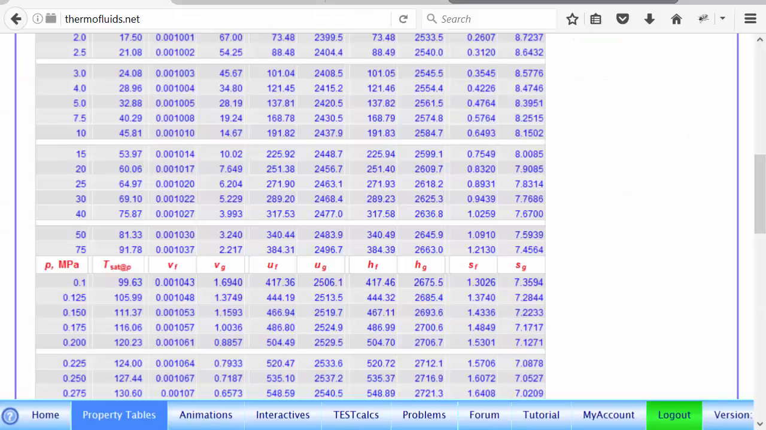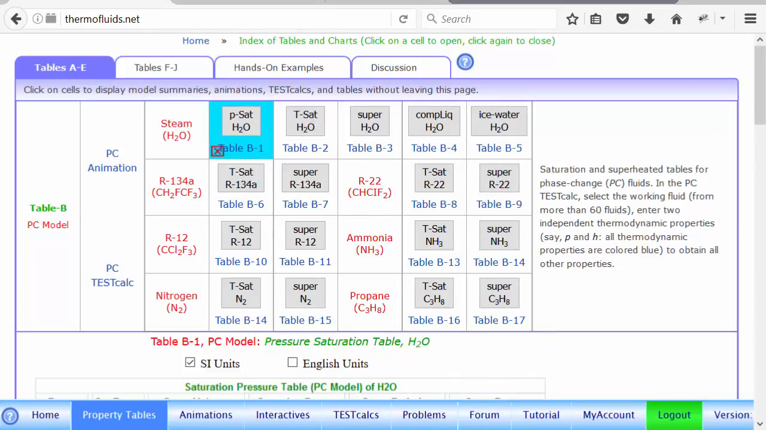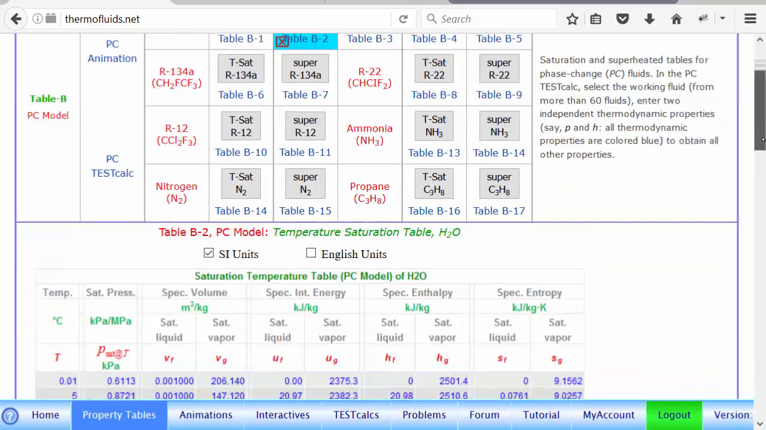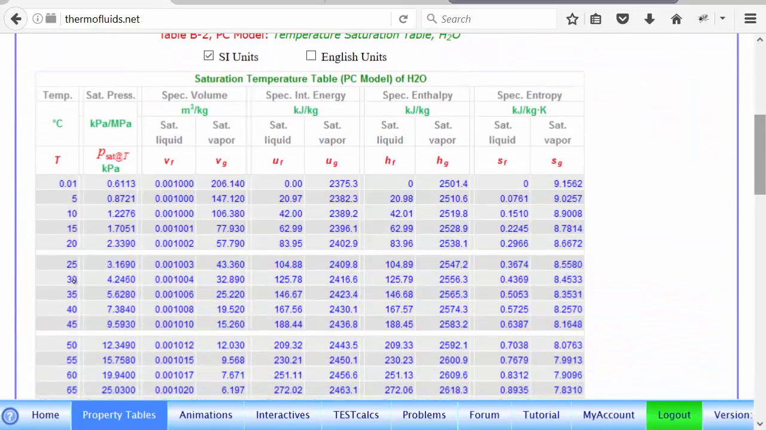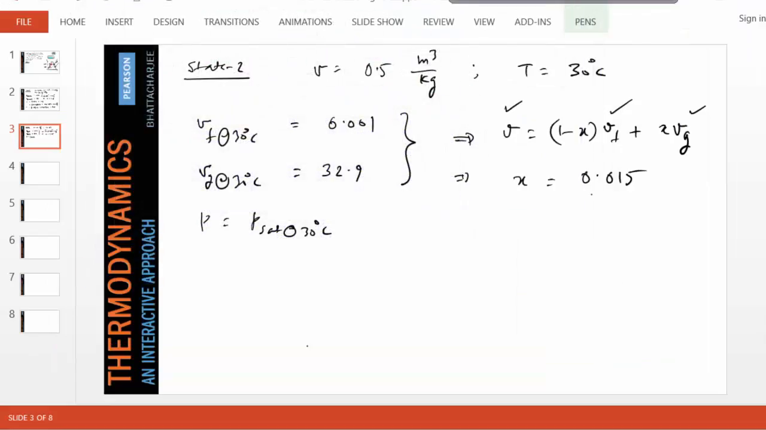So if you go back to the temperature saturation table, at 30 degrees Celsius, the pressure is only 4.25. Can we see that? So the pressure is 4.25 kPa.